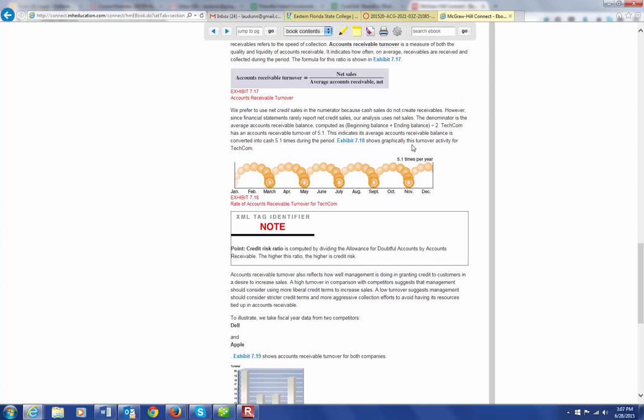So if we look at TechCom, their accounts receivable turnover is 5.1. So it indicates that its average accounts receivable balance is converted into cash 5.1 times during the period. In this case, the period is a year. So they're turning their accounts receivable over 5 times, a little over 5 times in a year.